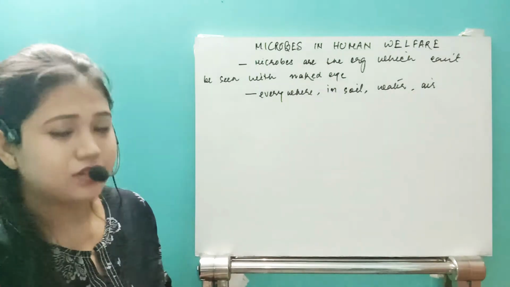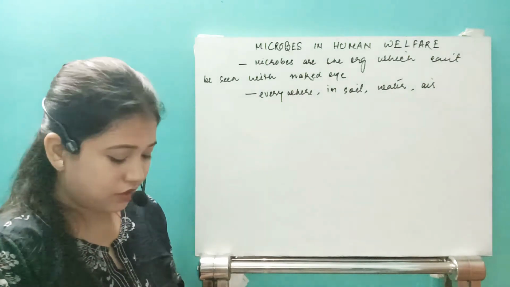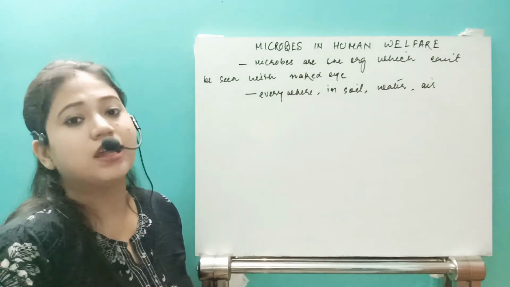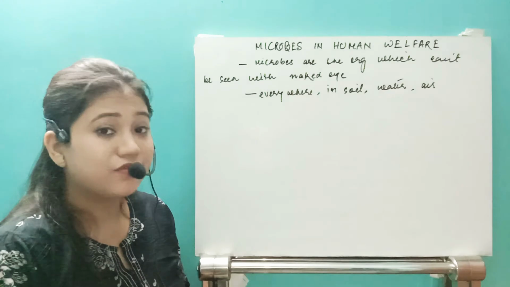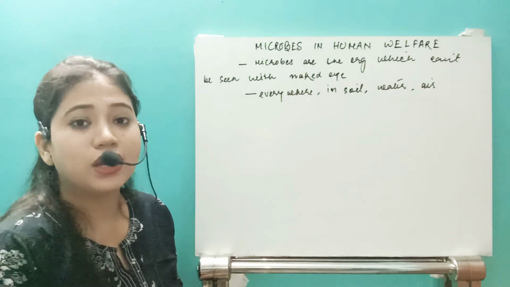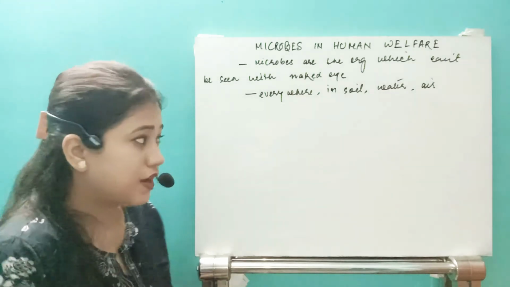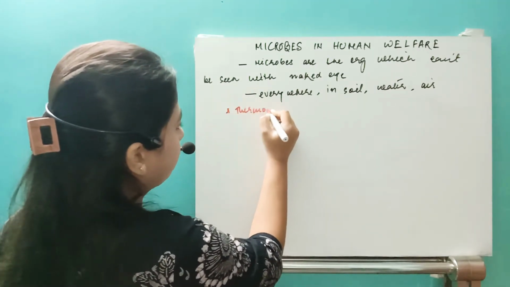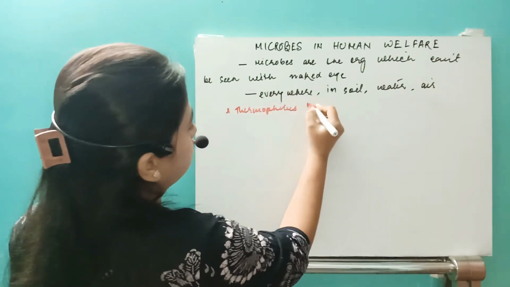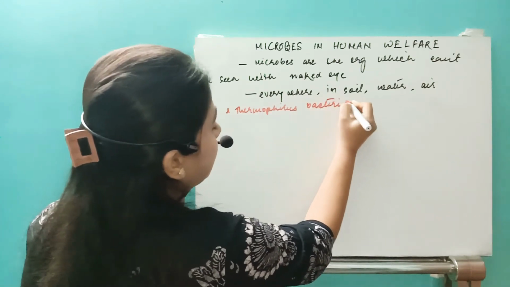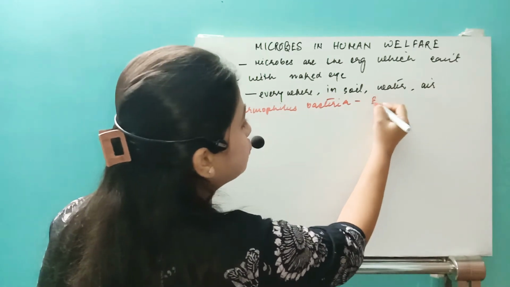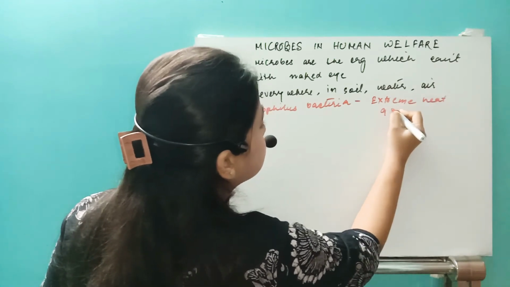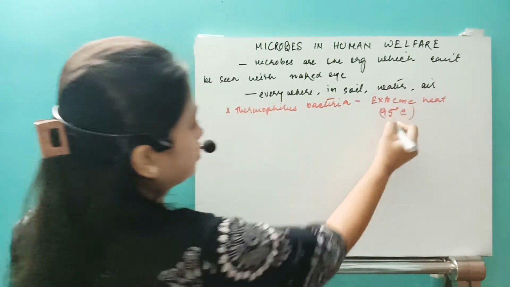In this I can give you one very important and famous example which can actually withstand a temperature of around 95 degrees Celsius. So around boiling temperature they can survive. One of the bacteria is known as Thermophilus bacteria. This Thermophilus bacteria can survive in extreme heat, around 95 degrees Celsius.